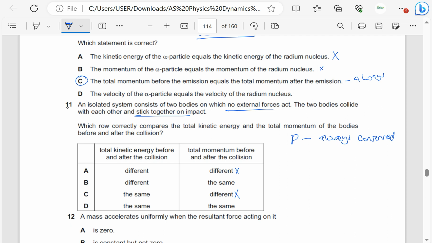It is always conserved. But then the two bodies collide and stick together. That means the relative speed of separation is 0 because they stick together. There is no difference in their speed. So since they stick together, total kinetic energy is not conserved. So it must be different. So we ignore the one which says the same, and the answer is going to be B. Total kinetic energy will be different because they stick together, but the total momentum is always conserved.